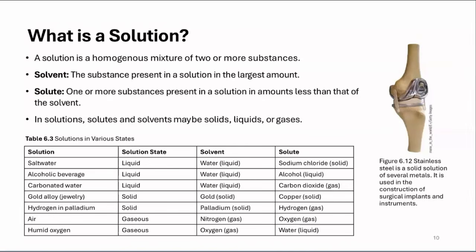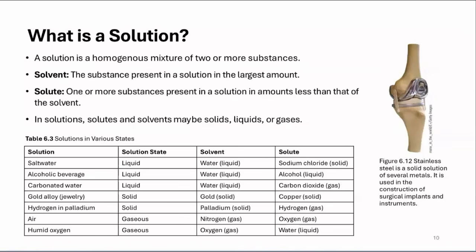The solvent is going to be the substance present in a solution in the largest amount, and the solute is going to be the substance in the solution that is present in less amount. In order to make a solution, you need at least one solvent and one solute. But understand that in general, you can have solutions made by one solvent and many solutes.